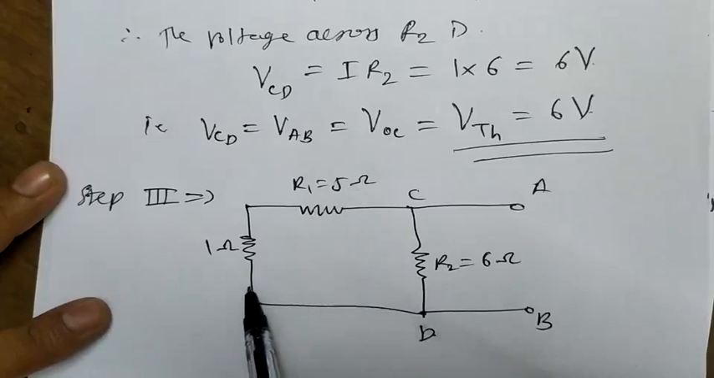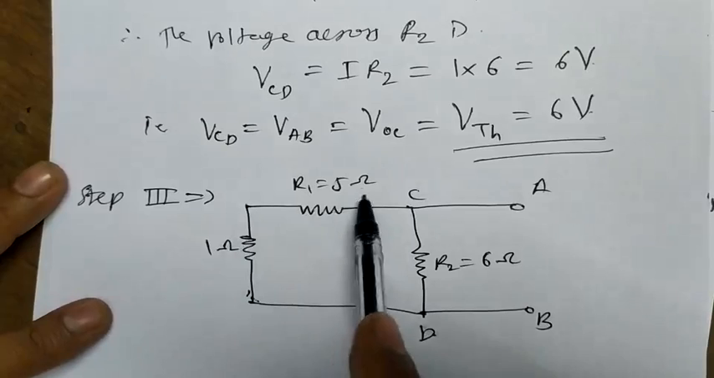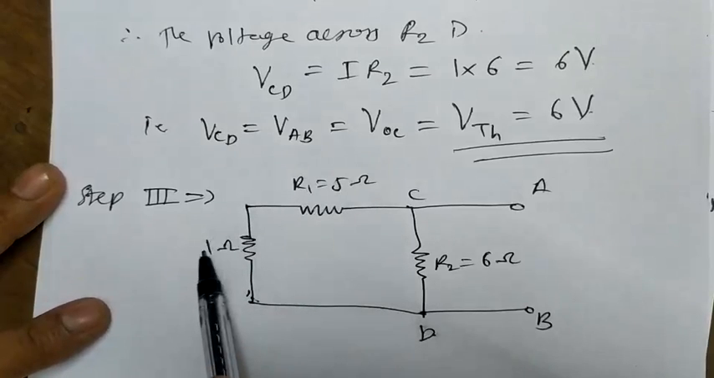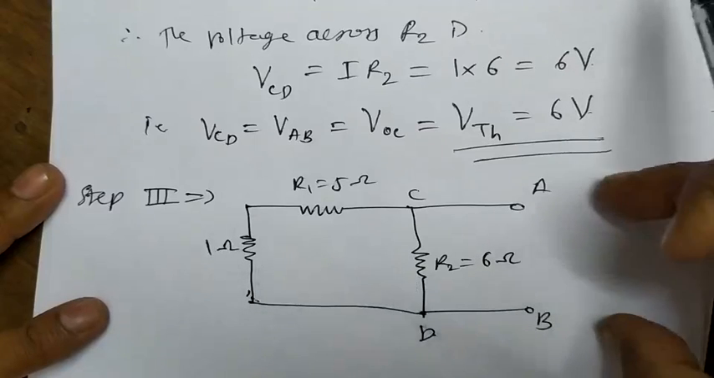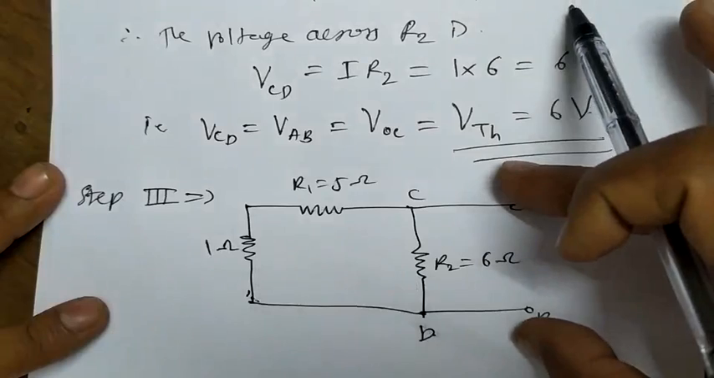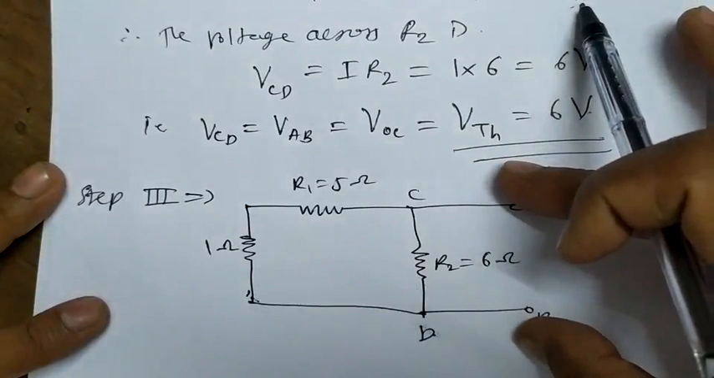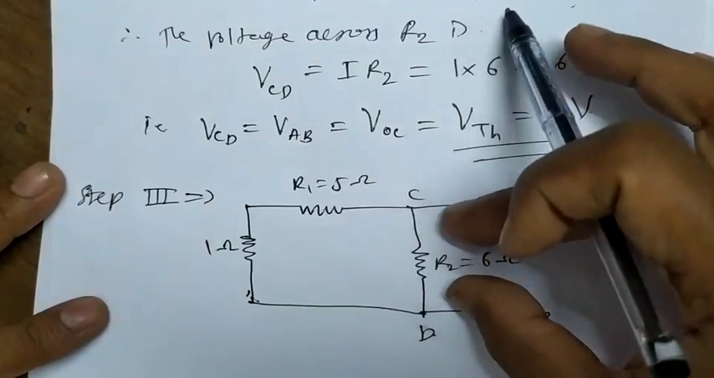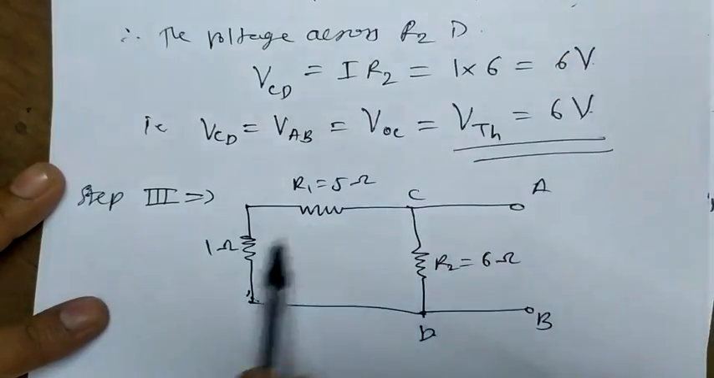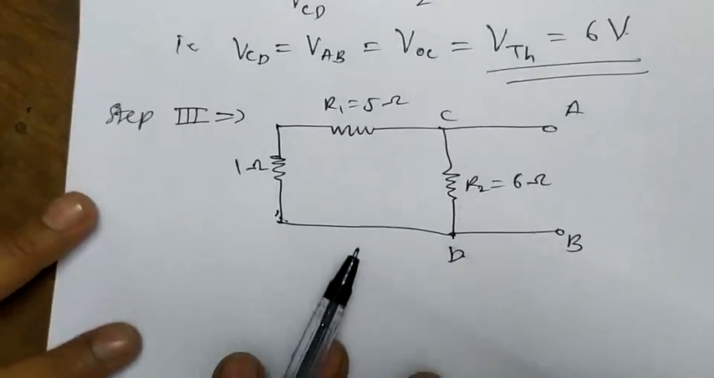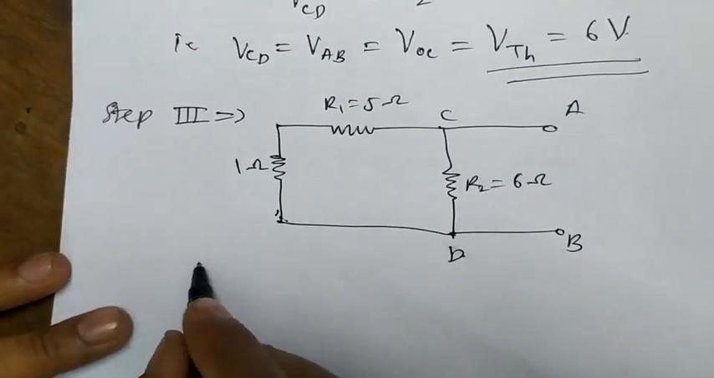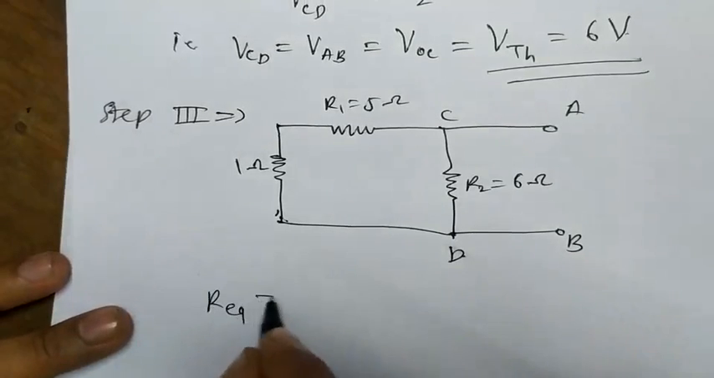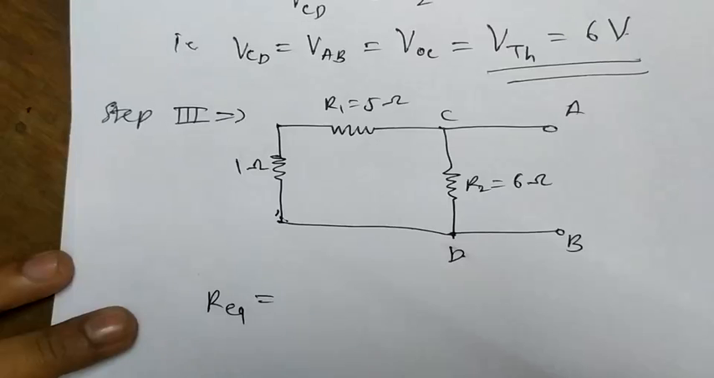Suppose we consider these two resistances in series, then their equivalent resistance will be one, and if we place it here, then these two will be in parallel. If you look from the open terminals A and B, we get R2 in parallel with the equivalent resistance of R1 and this 1 ohm. Therefore, we can write the R equivalent from this circuit. R equivalent will be equal to R1 R2 upon R1 plus R2.